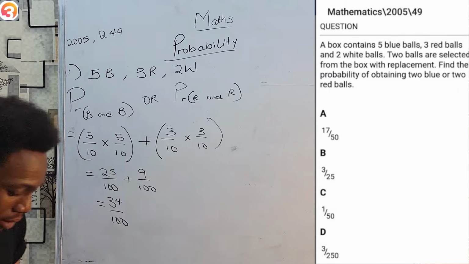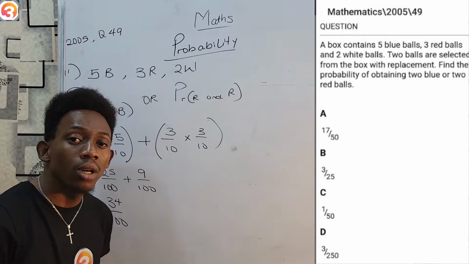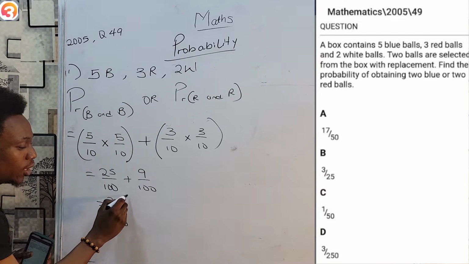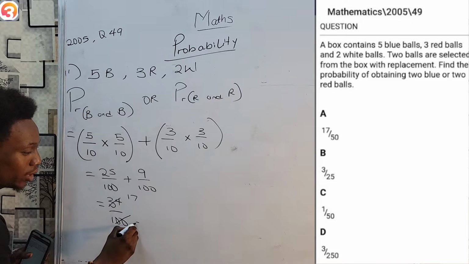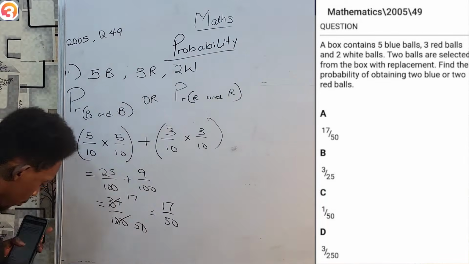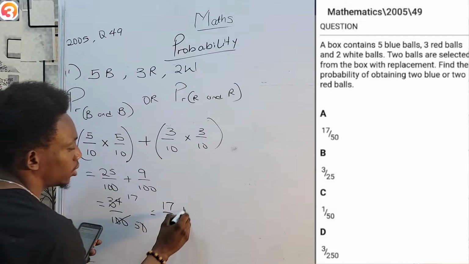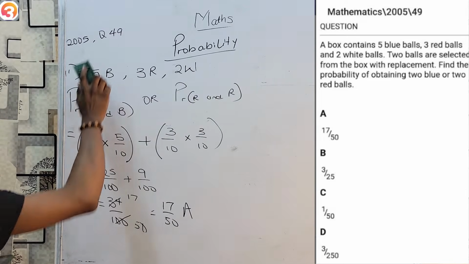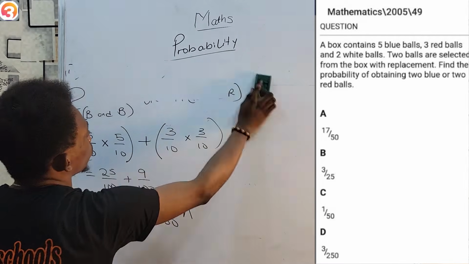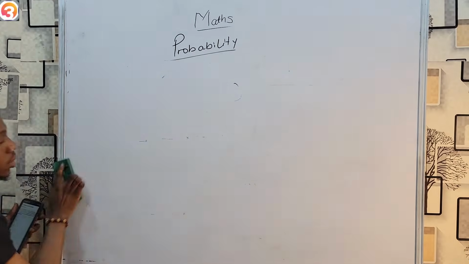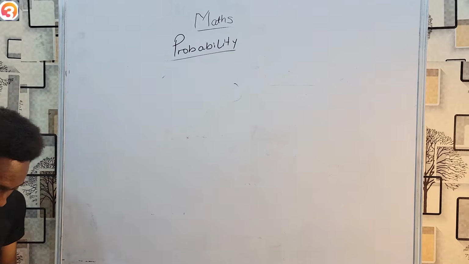If you check your question, that is not part of the options. Just remember, they always like putting the probability in simplest form. So 2 into here is 17, 2 into here is 50, giving me 17 over 50, which is option A. So you see, very, very simple. The idea of probability is a very simple topic to grasp. Okay, let's see what's next.